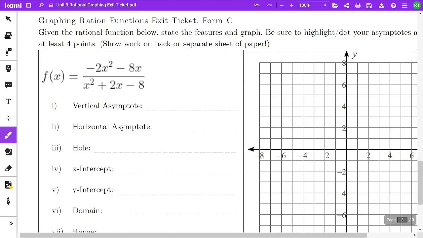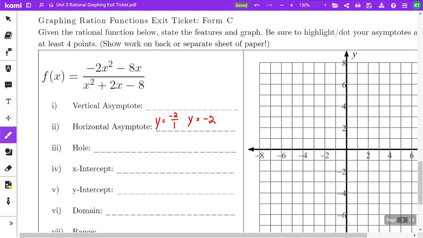So let's go ahead and look at exit ticket form C. I'm going to start with my horizontal asymptote because I can look at that from my original function. I'm going to look at the degrees of my numerator and denominator. They both have a degree of 2, so if the degrees are the same, I'm going to divide my coefficients. So that will be y is equal to -2 divided by 1. -2 divided by 1 will leave me with -2.